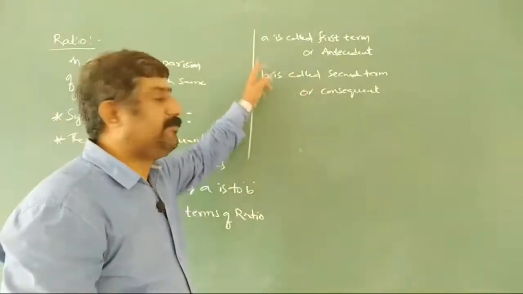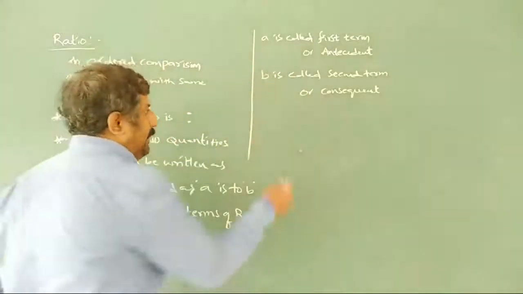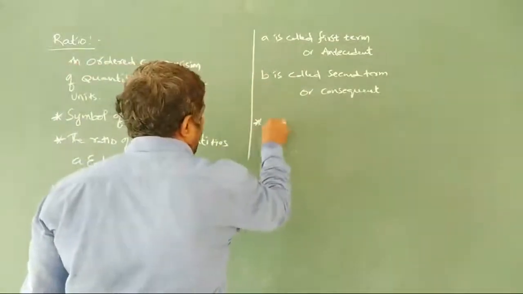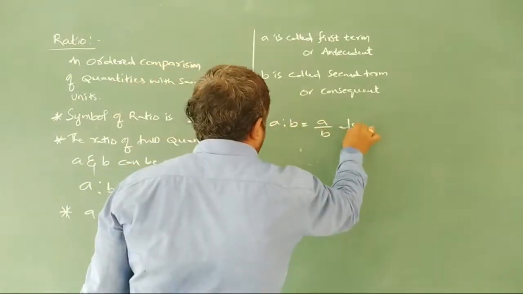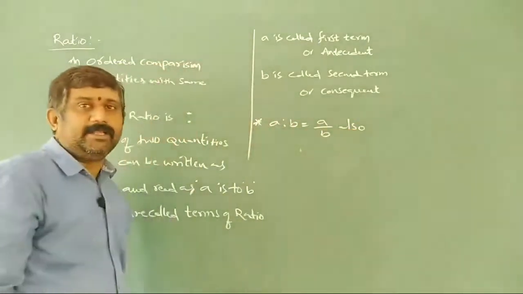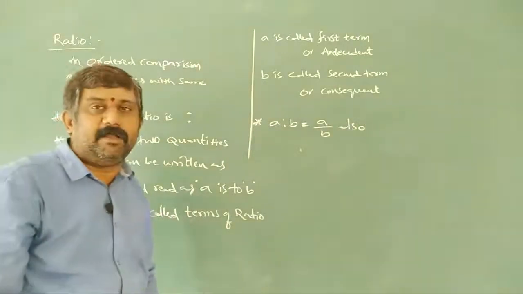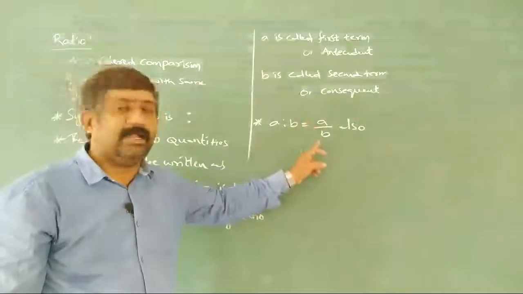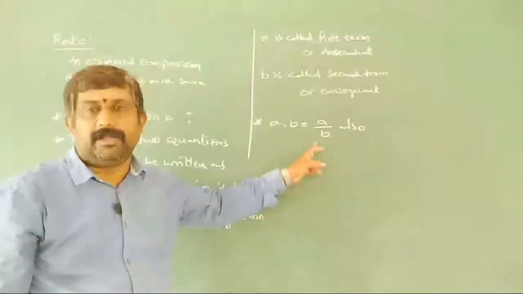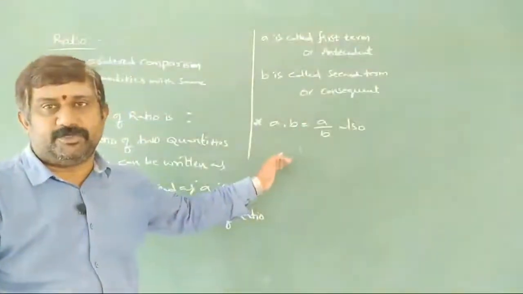A and B are the two terms we have here. A is to B can be written as A by B also. Nothing but ratio can be given in division form also. So A is to B can be given as A by B also. Okay, let us take some examples of ratio here.